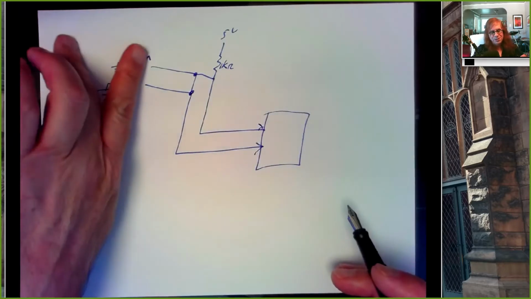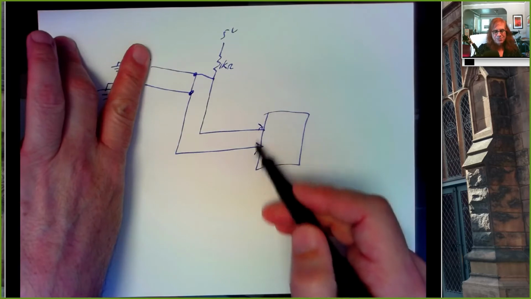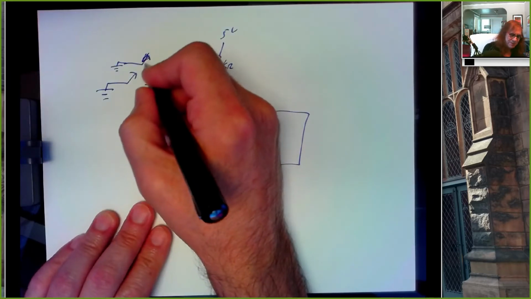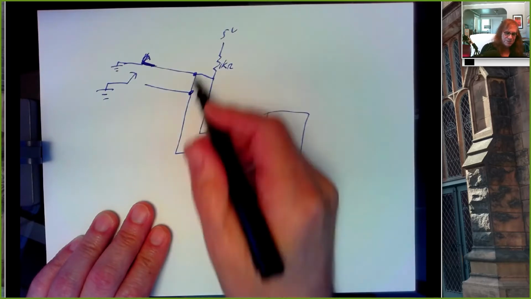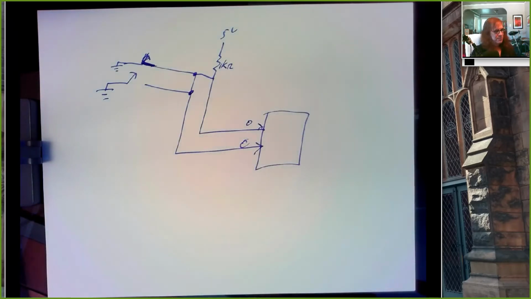So if both switches are open, you've got a nice logic 1 coming into here. But if I close, say, this switch right here, it not only brings this line down to a logic 0, but also this line. And so you're connecting your switches together even though you have two switches.